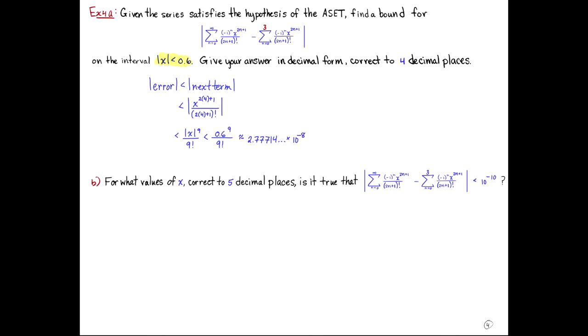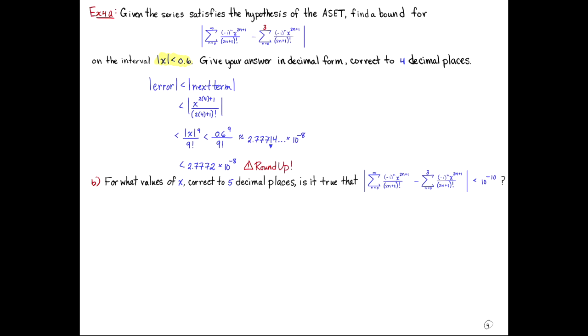We want our answer to be correct to 4 decimal places. So looking at our 4th decimal place, 2.7771, we have that the size of the error is less than 2.7772 times 10 to the negative 8th, correct to 4 decimal places. When you're looking for a bound on the error, make sure that you always round up.